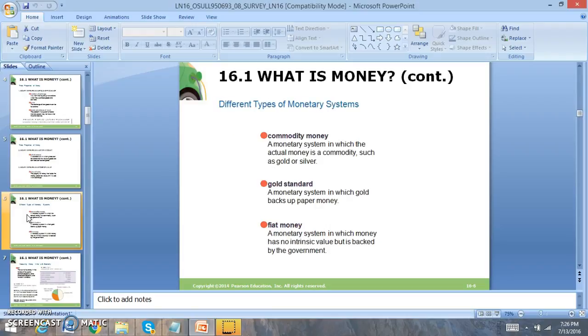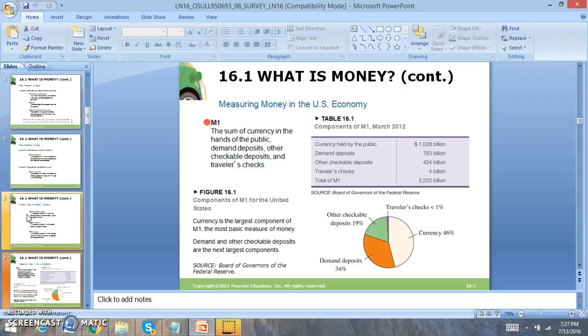There are different types of monetary systems. You have commodity money and you have fiat money. Commodity money is anything that holds value. Fiat money is anything that has value, but it's based off of someone stating that's the value it has.